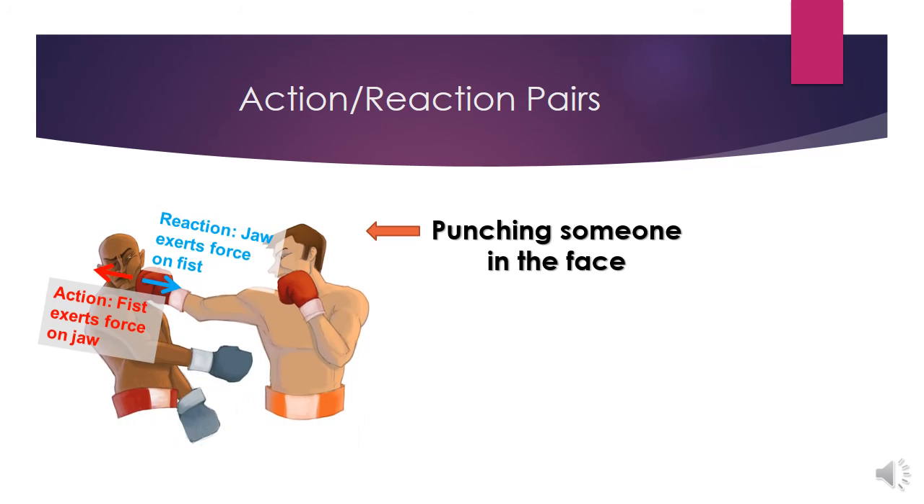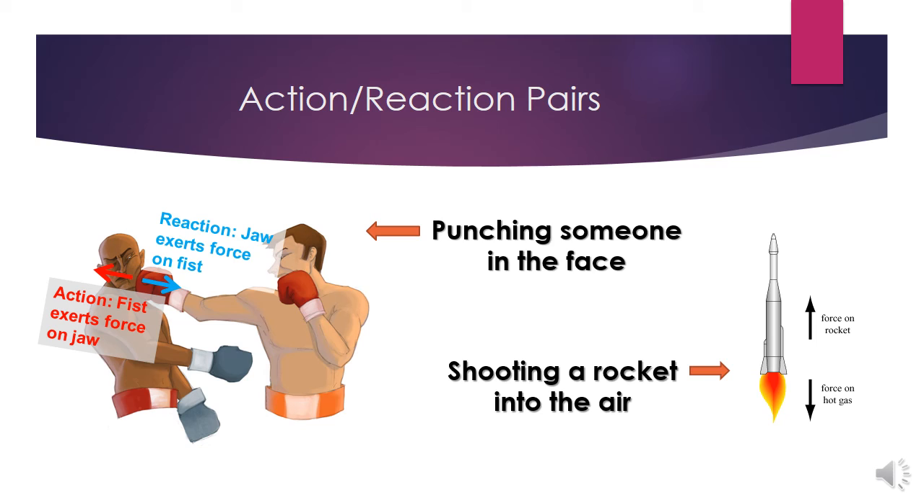Punching someone in the face. This is a great example of action-reaction pairs. If you punch somebody in the face, you are exerting force on their face, but you're also going to feel that force, equal and opposite, back on your hand. So the harder you punch them, the more your hand's going to hurt, right? Equal and opposite. Shooting a rocket into the air. Hot gas goes down towards the earth, shooting the rocket up in the sky. Equal and opposite. The more fuel, the more force, the higher that rocket's going to go.